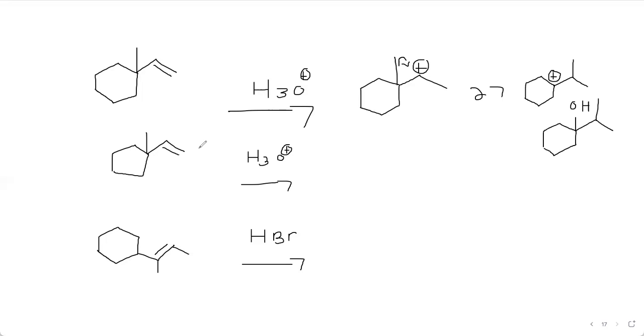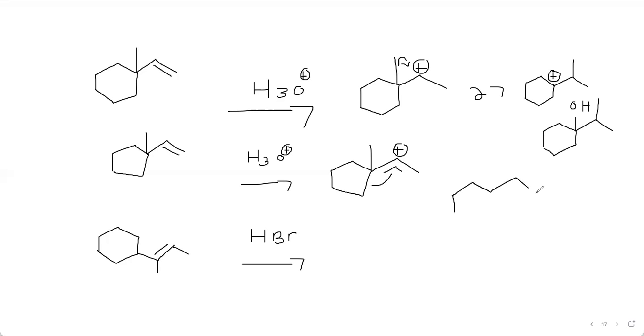All right, let's try the next one. So this one, just like before, looks very similar, but it's a little bit different at the end. So I'm gonna get a carbocation here still. Okay, but now I do have a plus adjacent to a 4 or 5-membered ring. This one's a 5-membered ring, so it is gonna ring expand like this.